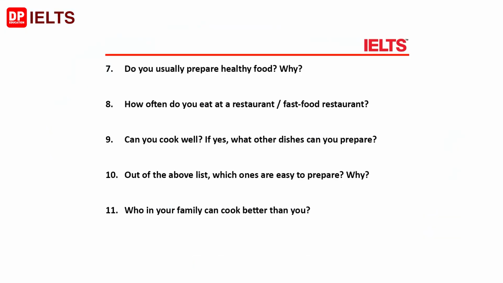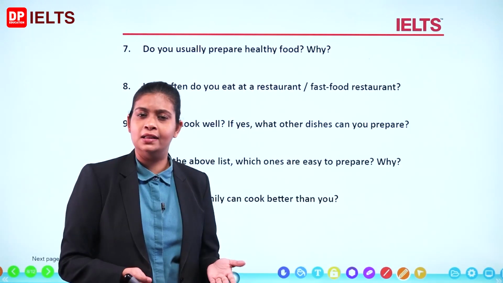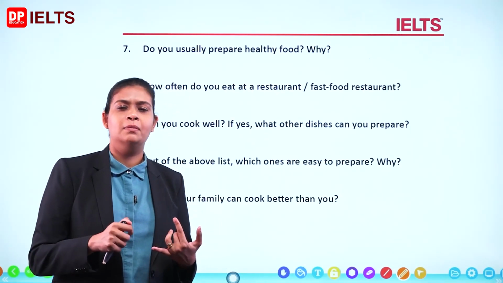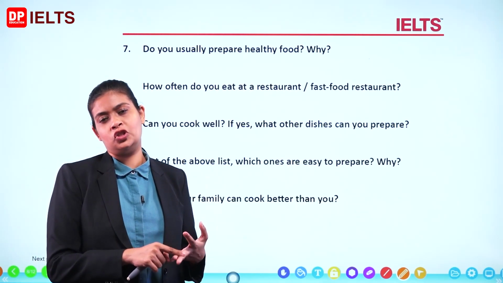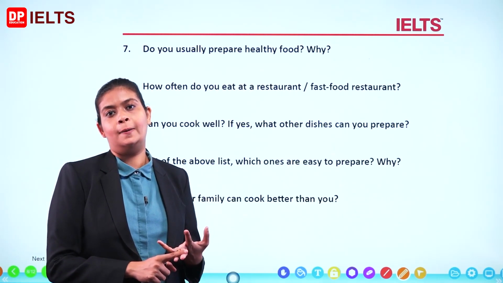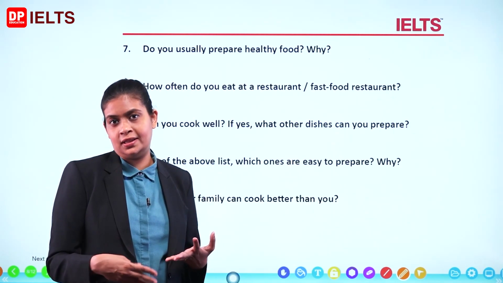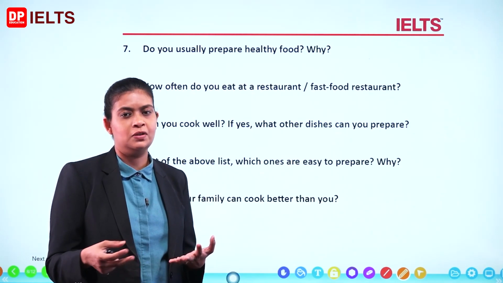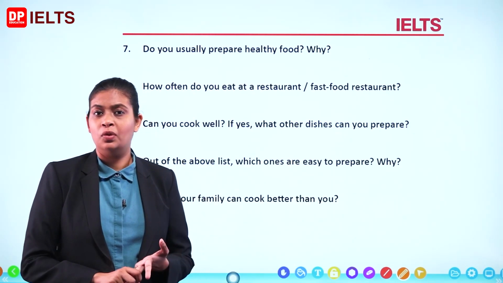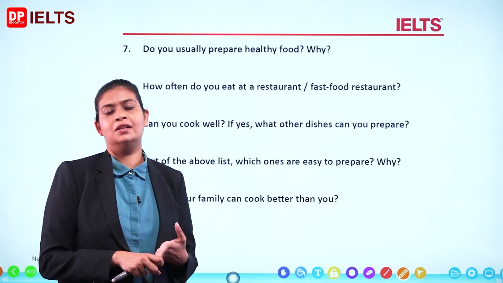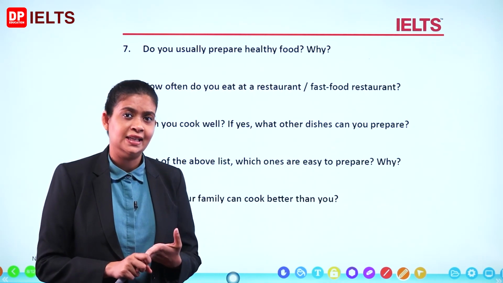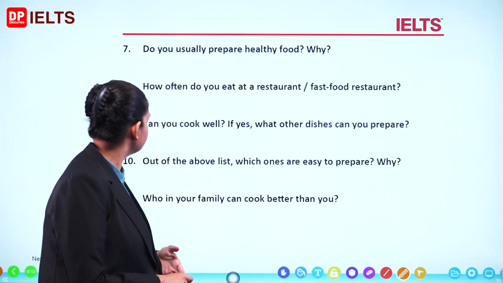Do you usually prepare healthy food? Yes, I do. I mean, at home, I try to make it as healthy as possible. So we have mashed potatoes, we have salad. If we're making chicken, we just don't put oil or anything. So we just boil the chicken and just put a bit of pepper and salt. We make rice and curry with less oil, and we try to make it as healthy as possible.